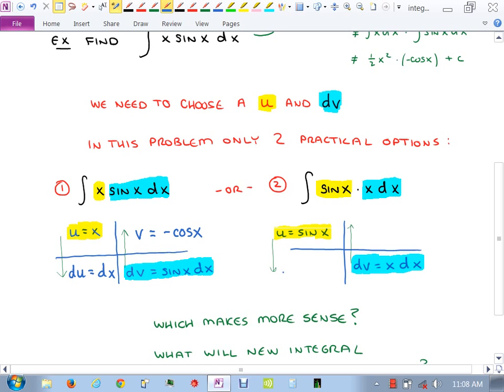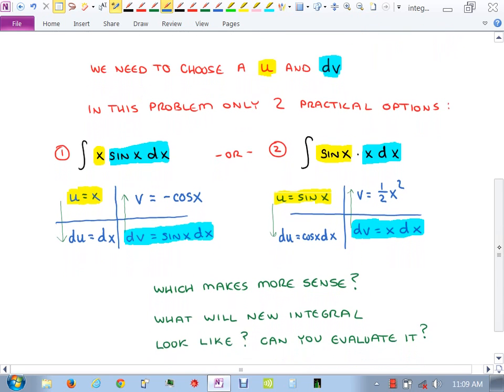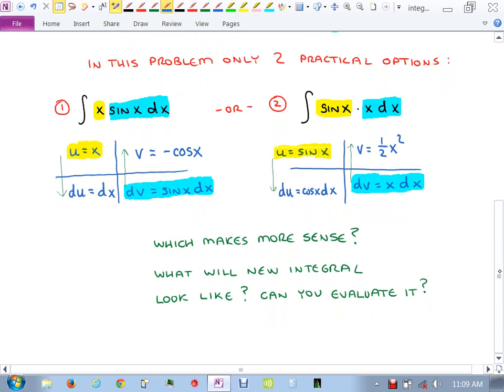If we did it the other way, we would have du, which would be what here? Cosine x dx. You'll always have that dx there when you take a derivative. And then on the other one, the x dx, when you integrate that back up, you get what? v equals x squared over 2, or 1/2 x squared. So my question to you now is, which one of these two approaches makes more sense? What will the new integral look like? And can you evaluate that new integral?